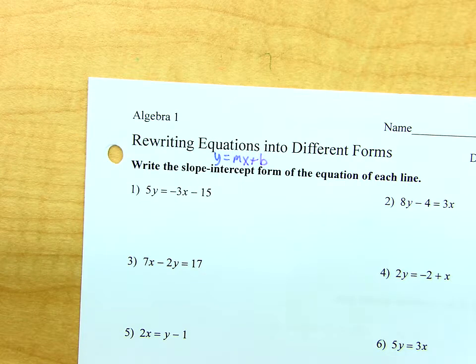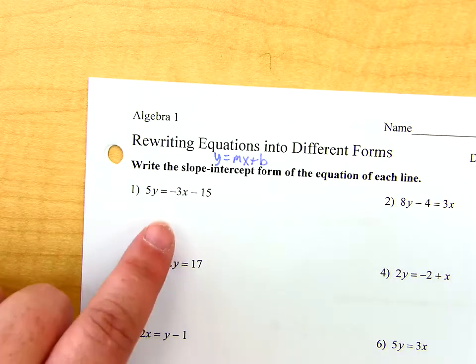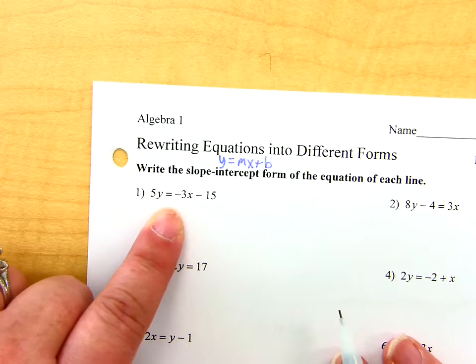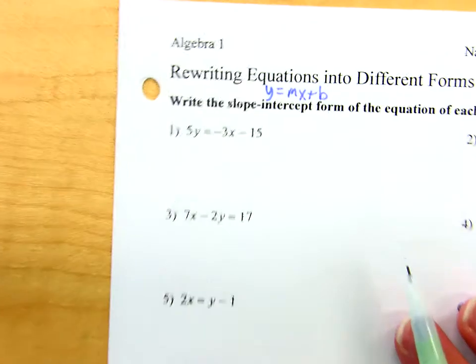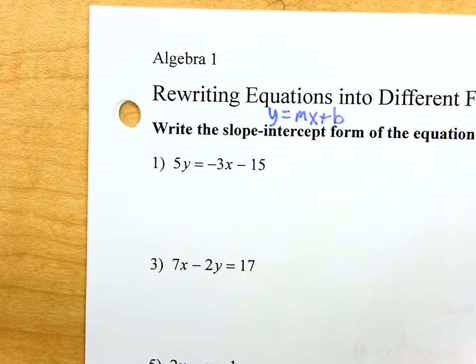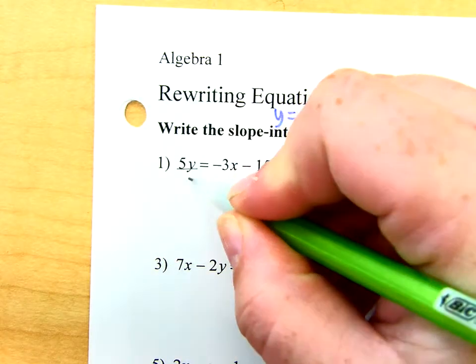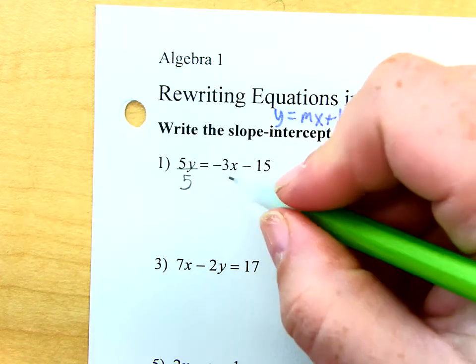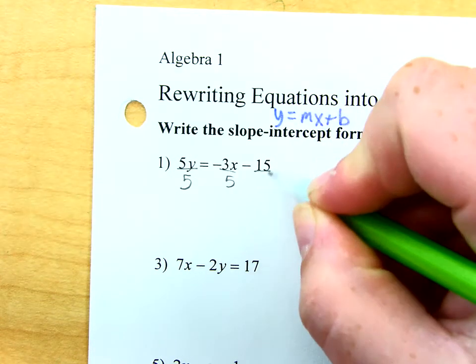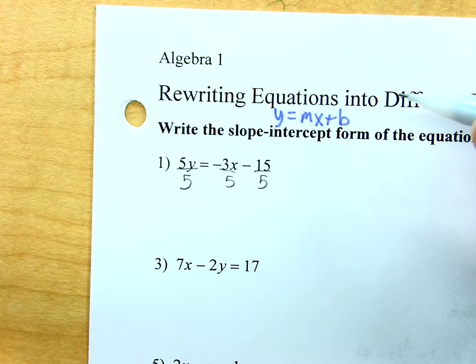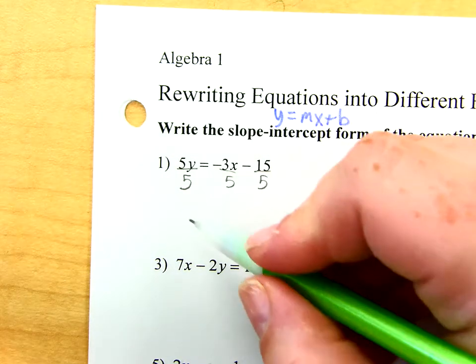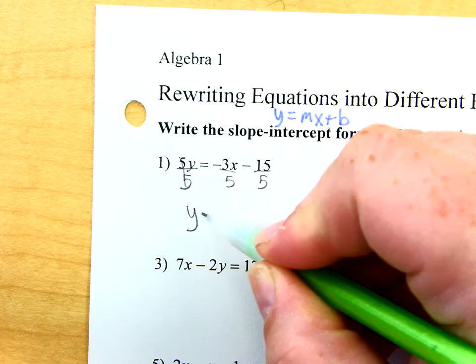So really what I need is y all by itself, and the x term first, and then b is just some number on the end. This one right here, number 1, is kind of close to that. It's just that I need y all by itself. So what do I have to do to get there? Divide by 5. Now when you divide by 5, you divide everybody by 5. Everybody gets divided by 5. So now I'm left with just y.